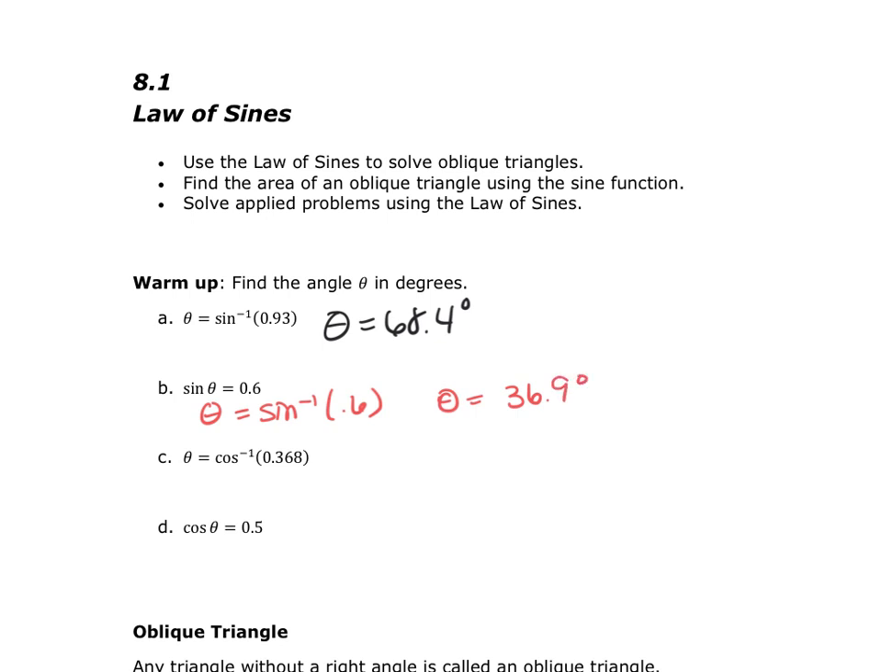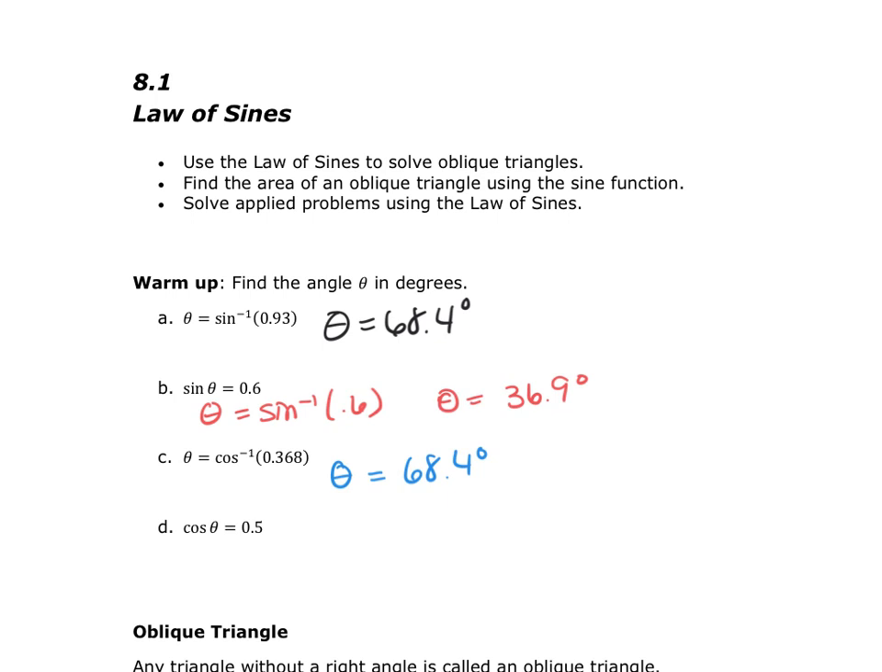Again, now I'm going to use cosine, so I make sure I have my cosine inverse instead of sine. 0.368, and theta here is going to be equal to 68.4 degrees. Something to think about is, on a right triangle, when you get the same angle, what you know about it in terms of sine and cosine.